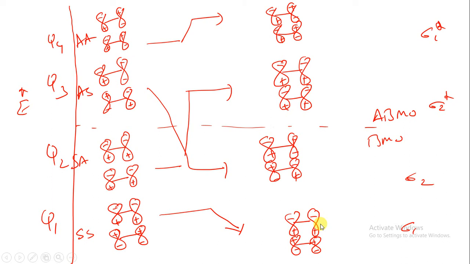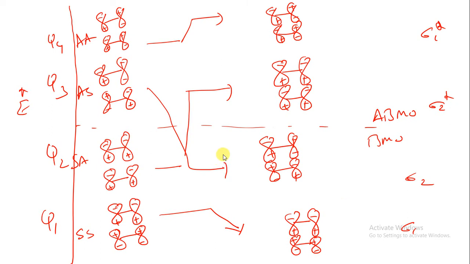After writing this correlation diagram, you have to just write down the conclusion. What will the conclusion be? If your ground state electron remains at the ground state, or the excited state electron remains at the excited state, or in other words the BMO electron remains at the BMO and the ABMO electron remains at the ABMO, at that time your reaction will be a thermally allowed reaction. But if your BMO crosses to the ABMO or ABMO crosses to the BMO, then you can say that your reaction is a photochemically allowed reaction.